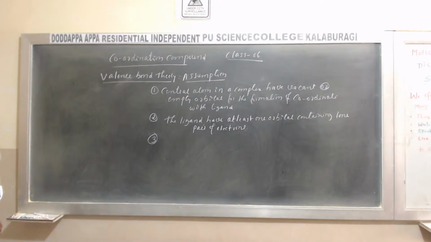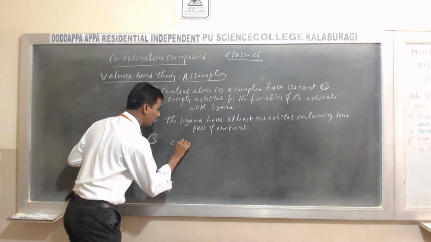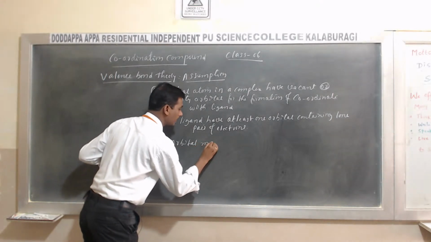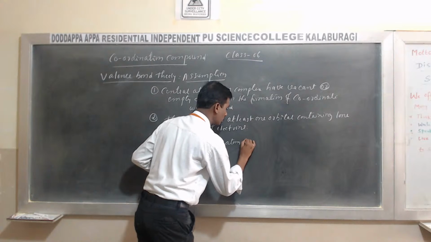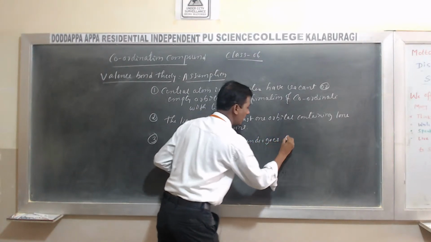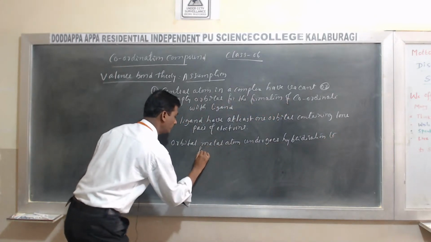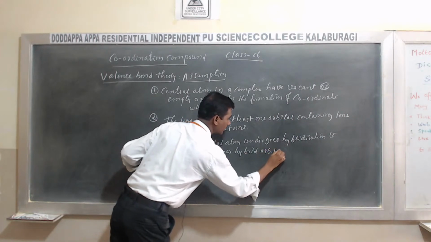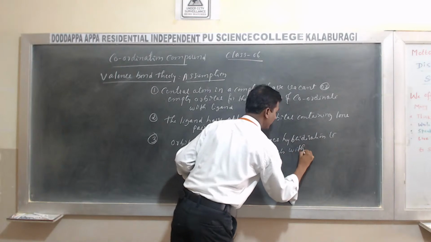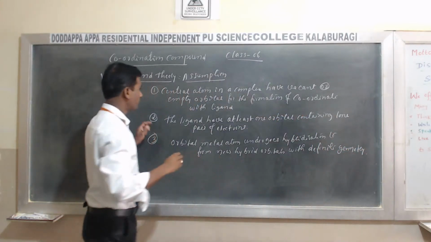Now I will do the third point. The atomic orbitals of the metal atom undergo hybridization to form new hybrid orbitals with definite geometry.